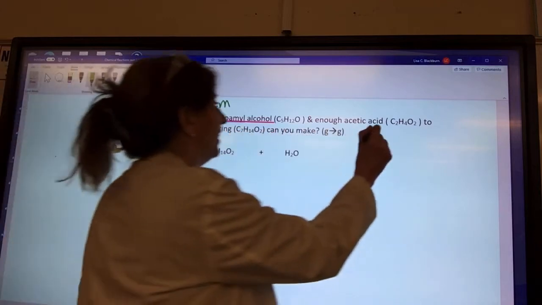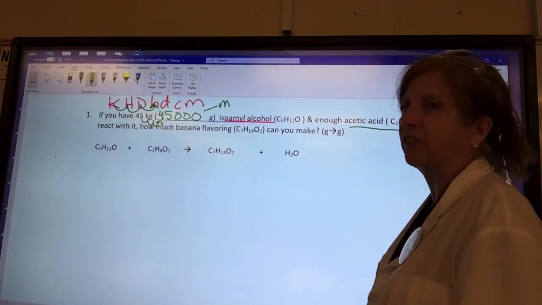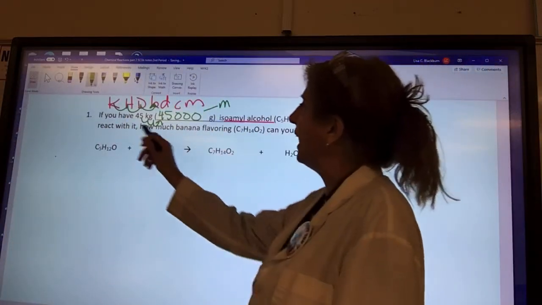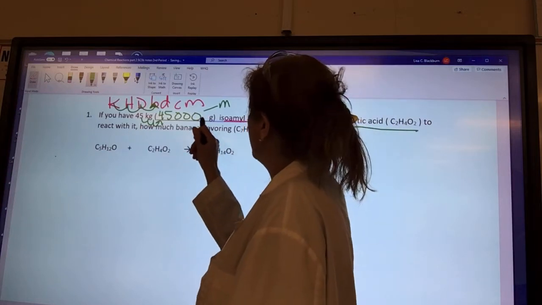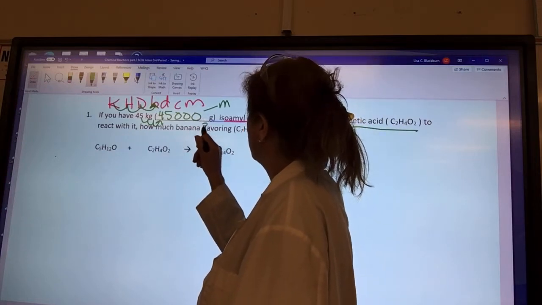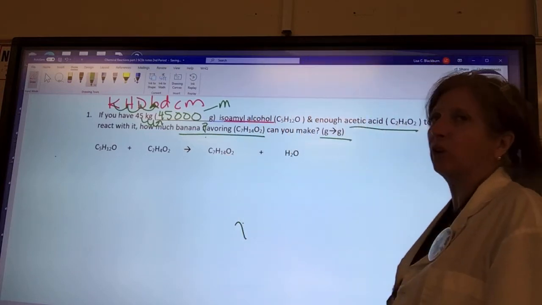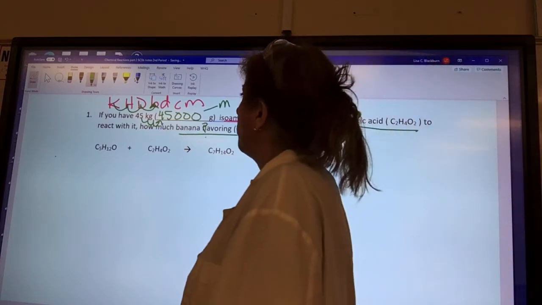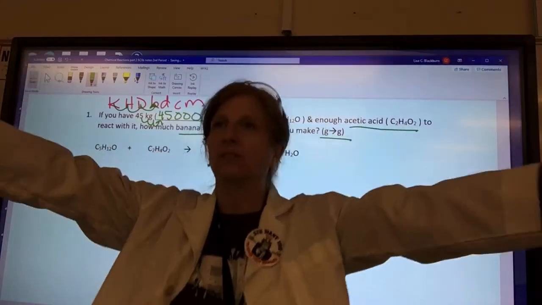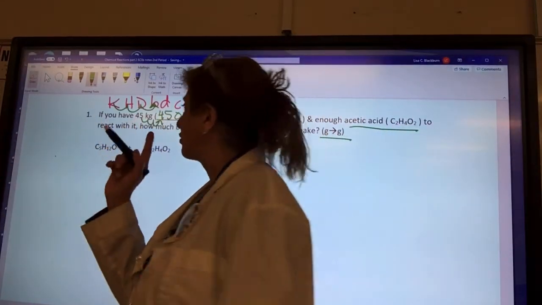And enough acetic acid, I'm going to underline that because that's another chemical, it might be important, to react with it. How much banana flavoring, that's my question mark, can you make? And this is a gram to gram conversion problem. Now, what do I write first? Well, you know, but wait, I skipped a step.